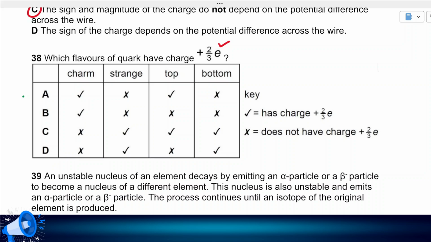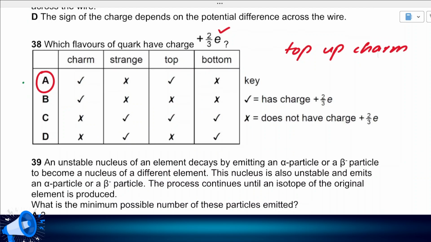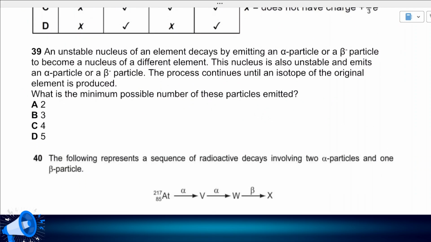As you can see in the question, we simply need to mark the flavors of the quarks for which the charge is plus 2 over 3, and that is top, up, and charm. These three have the charge plus 2 over 3. Strange does not have this one, bottom does not have this one. So among the given options, only A is correct.